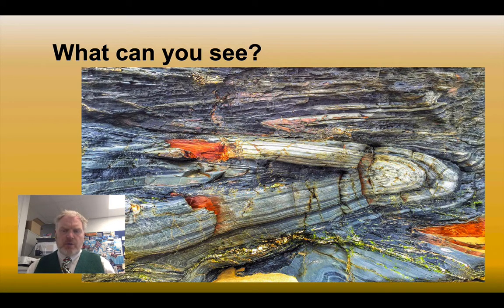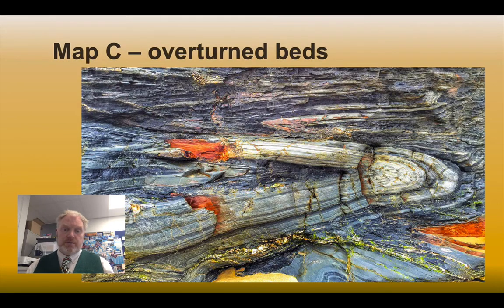What can you see going on with these beds? Clearly they're folded, but this is a vertical section. So what's happened to these beds? One of the limbs of these folds, because the axial plane here is recumbent, must be overturned. And this is what Map C is all about.